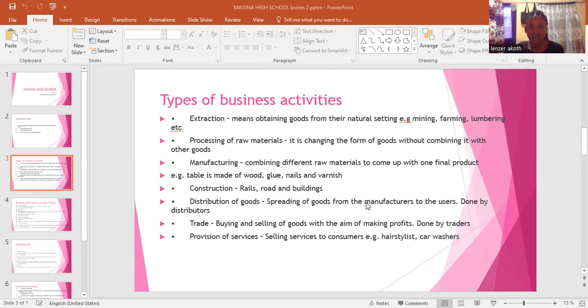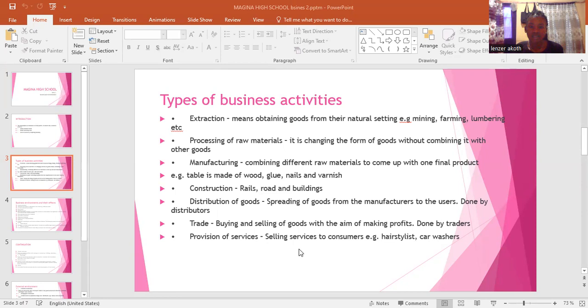The next one is construction. For example, what can be constructed is basically the rails, the roads, and buildings. We have distribution of goods. That is the spreading of goods from the manufacturers to the users, and it is always being done by the distributors. The next one is trade. That is the buying and selling of goods with the aim of making profit. It is done by traders as well.